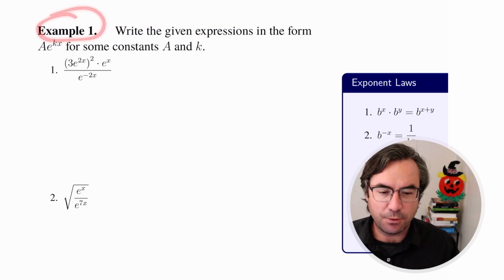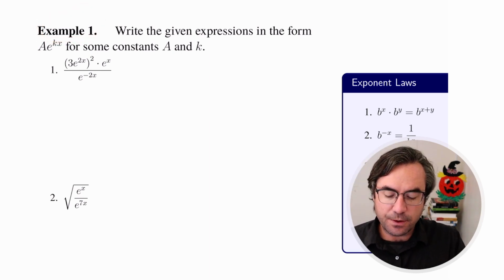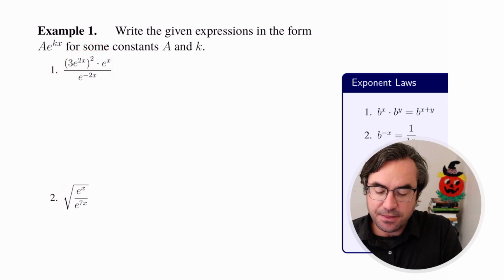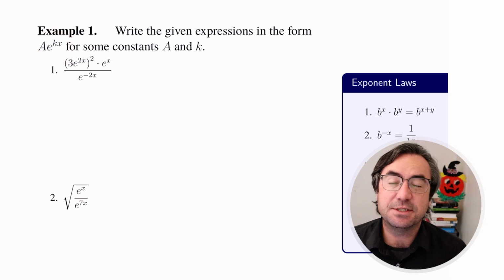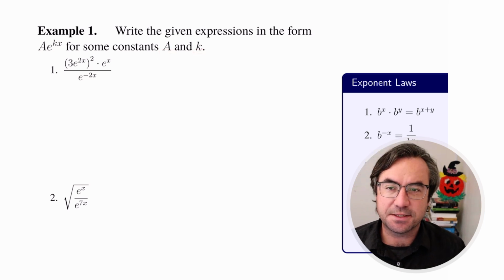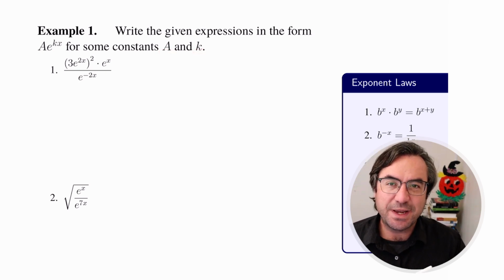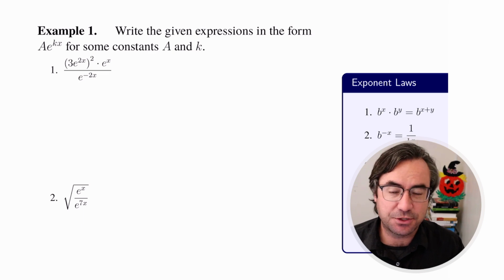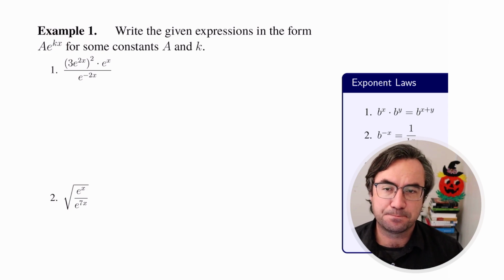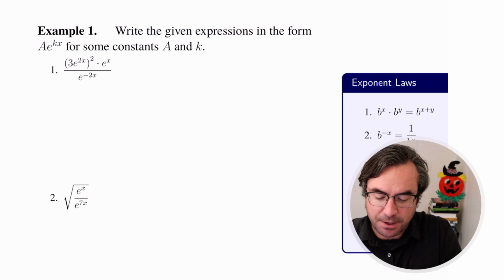So let's look at example 1. We're going to rewrite each of these more complicated expressions in the form a times e to the kx. So a and k are going to be constants. And when we get to some applications of exponential functions, this is a format that we're going to be looking at quite a bit. All right, so let's look at the first one.